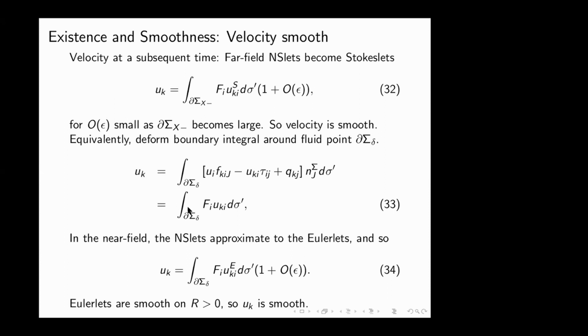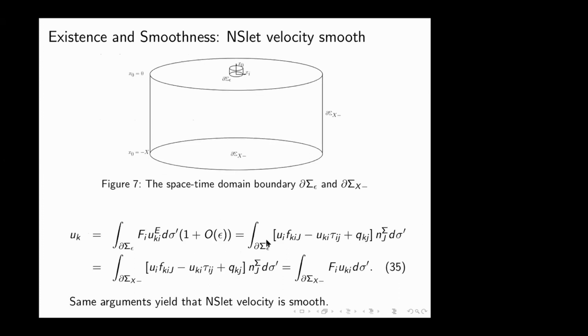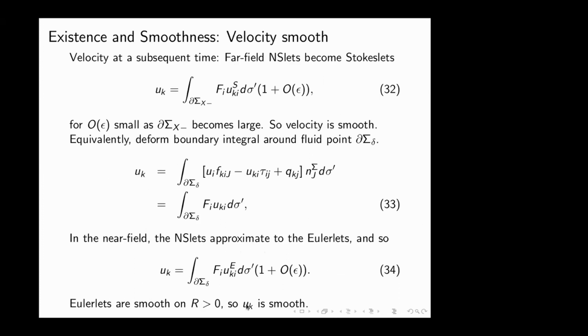And if I wanted, as well, at a time t later, that far field boundary I can represent by a near field boundary around the point. So therefore, the Navier-Stokes approximate to Eulerlets, which also for r bigger than 0 are smooth, and so the velocity must be smooth.